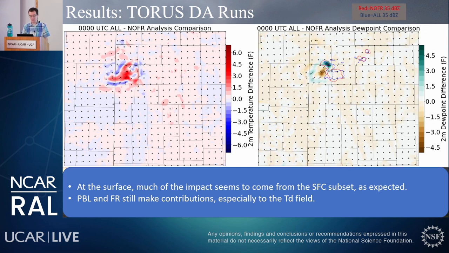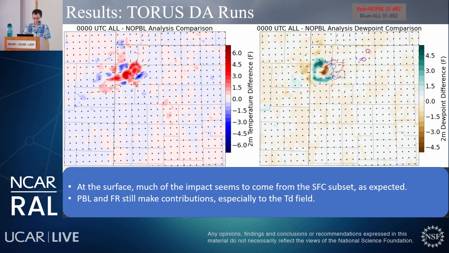And if we look at the individual experiments, so this is no free, looking at the impact of that free atmosphere subset. The spatial distributions of things don't match up too well here. So the dominant influence on that all experiment is probably not the free atmosphere data. If you look at no PBL, it gets a little bit closer. You get that donut of moisture showing up pretty well.